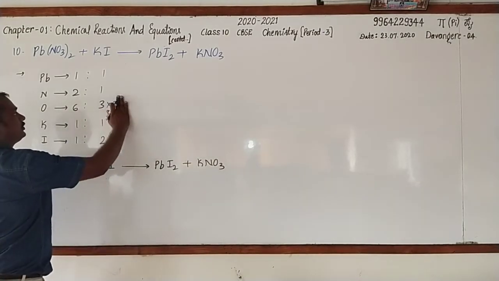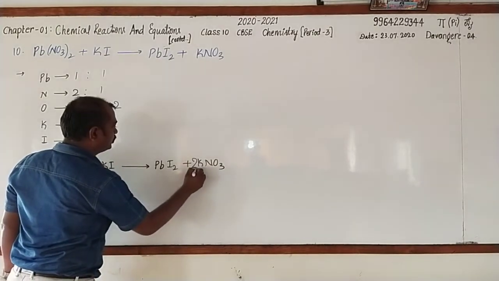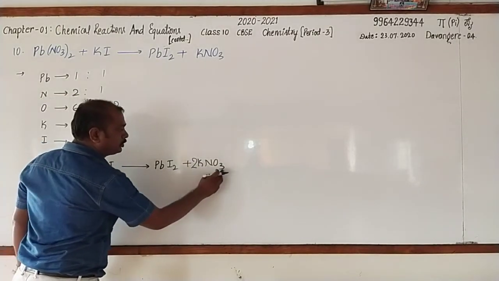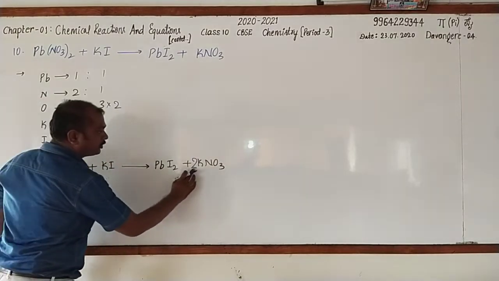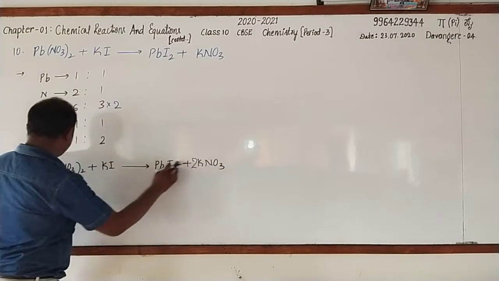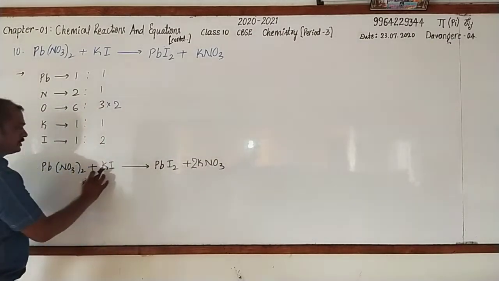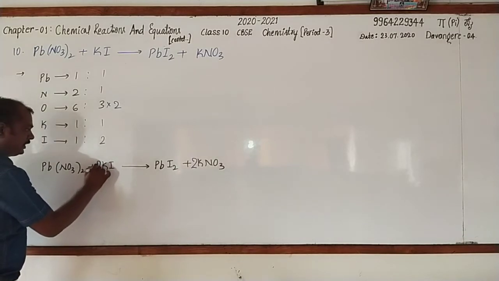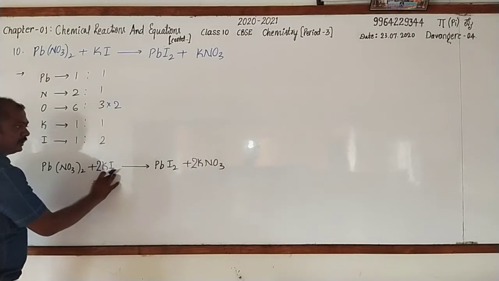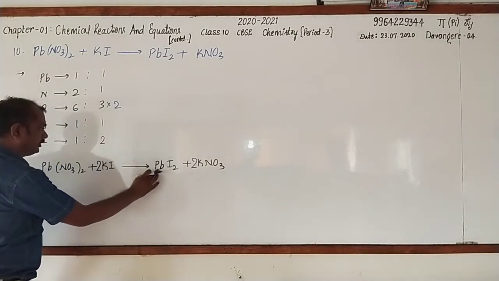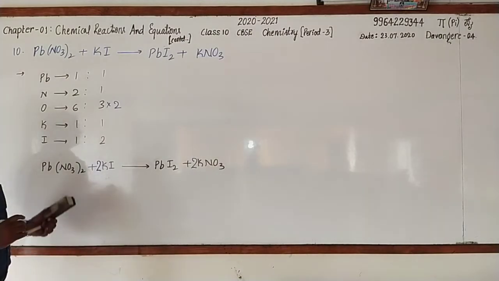It is 3 2s are 3 2s are 6. Here I will write 2. Now count oxygen. 2 3s are 6. Here oxygen 2 3s are 6. Nitrogen 2 1s are 2. Here nitrogen 2. Potassium: 2 atoms of potassium, but here is 1. Hence I will multiply 2 here. Next, 2 atoms of iodine. Here 2 atoms of iodine. Then 1 is there. So it is a balanced chemical equation.